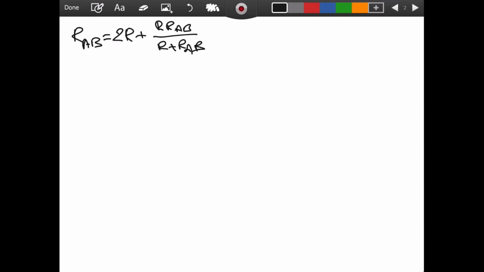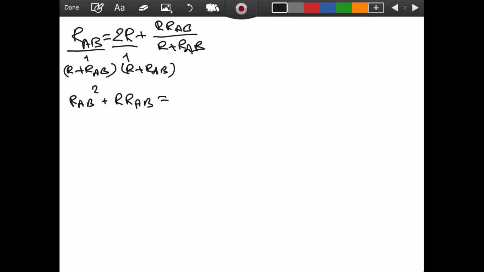equalize our denominators. So this is 1, 1, and I'm going to multiply this with R, and this one with R plus RAB, so that we have RAB squared plus R times RAB is equal to 2R squared plus 2R AB times R, and plus R times RAB.